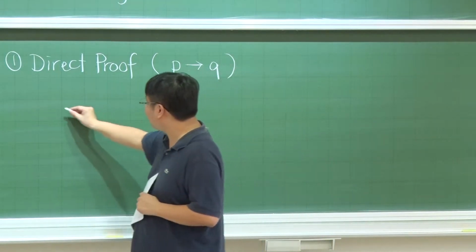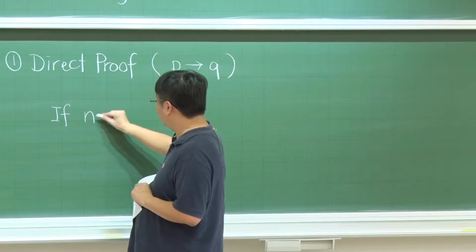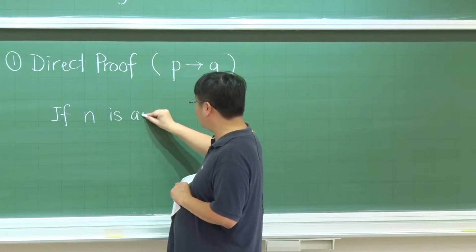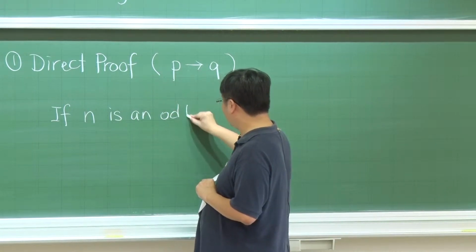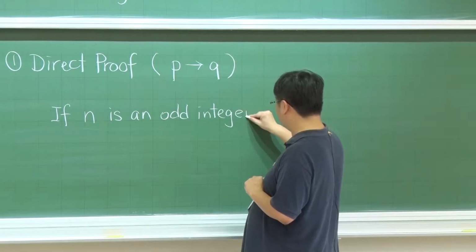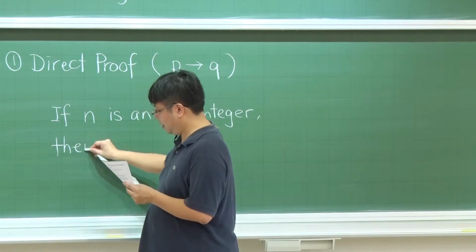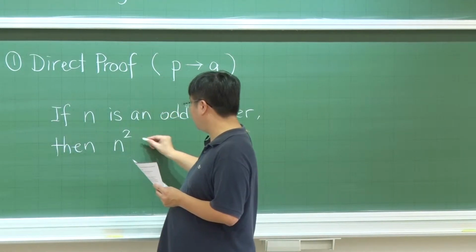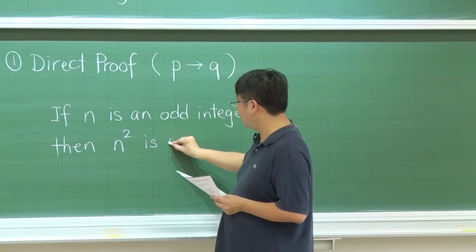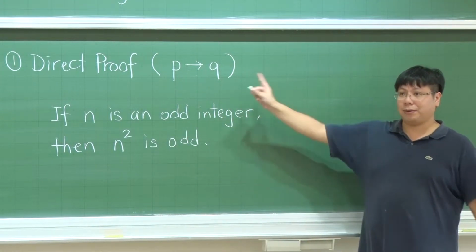Something like: if n is an odd integer, then n squared is also an odd integer. Okay. Now, suppose that this is the theorem that we want to prove.